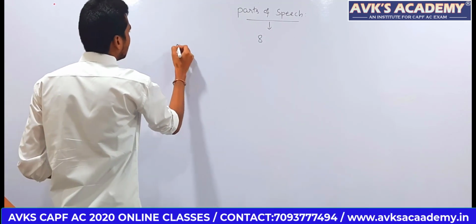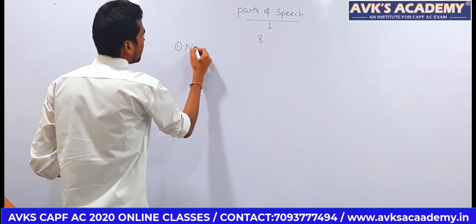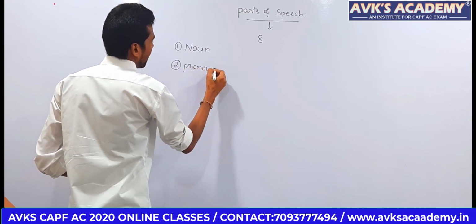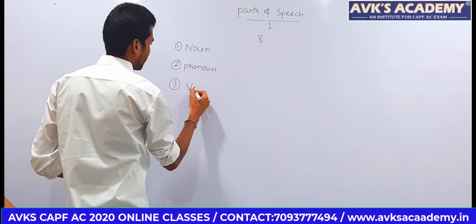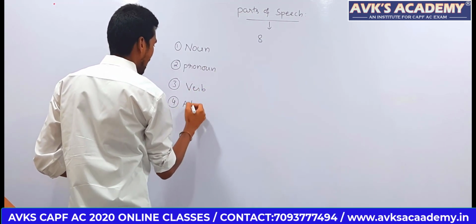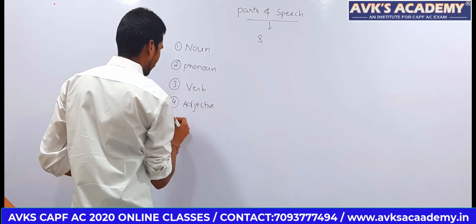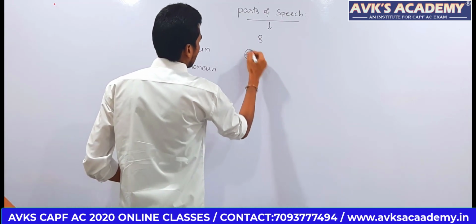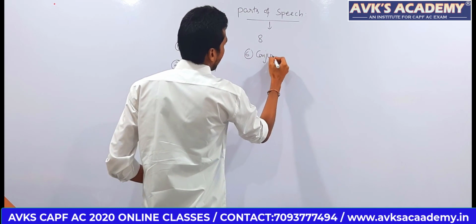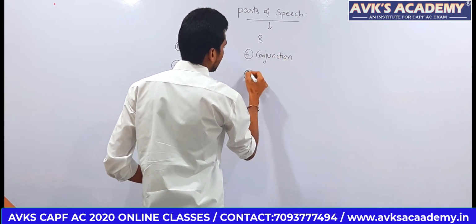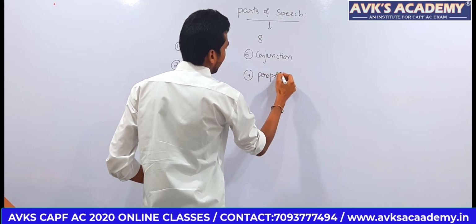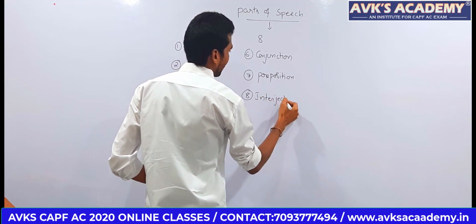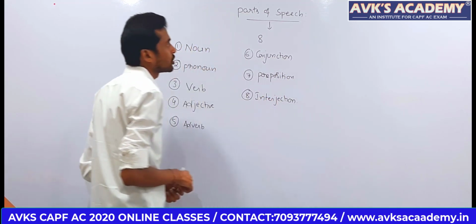I am going to write all these 8 parts of speech here. The first one is noun, second one is pronoun, third one is verb, fourth one is adjective, fifth one is adverb, sixth one is conjunction, seventh one is preposition, eighth one is interjection. So these are the 8 parts of speech we have.